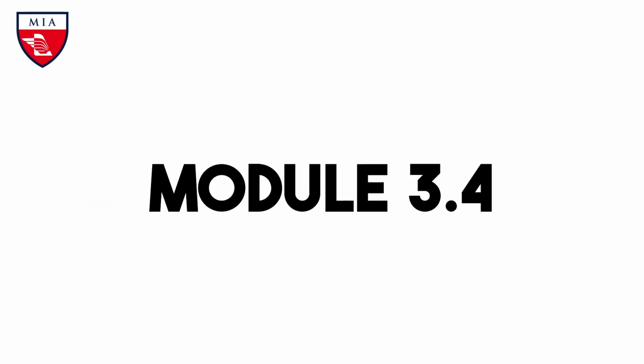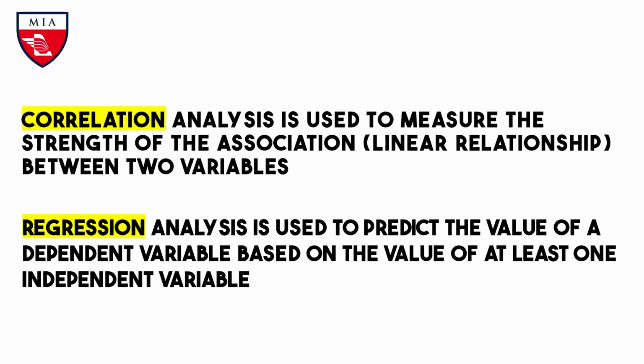Okay, for the last part of this review, we will discuss module 3.4, all about correlation and regression. In terms of correlation, it is used to measure the strength of the association between two variables. So, like I said, based on our graph or scatter plot, how close the variables are to each other. So how strong the association is. On the other hand, regression is used to predict the value of a dependent variable based on the value of at least one independent variable. So in this case, we will use the regression line equation.